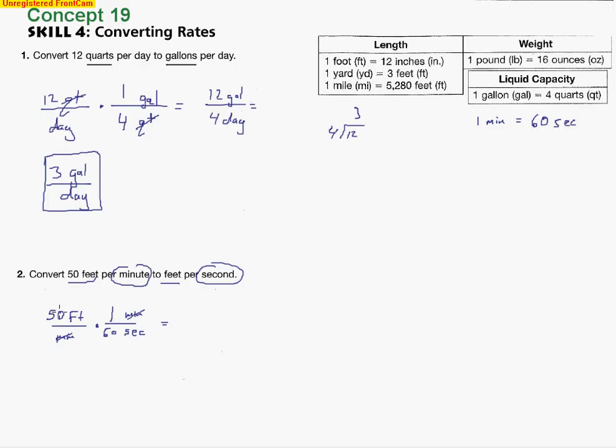When I multiply across, well, no multiplying there. It's just 50 feet in 60 seconds. So I can cancel out these zeros here, and I'm left with a fraction, and I'll keep it that way: 5/6 of a foot per second. And that would be our answer. Those are the types of problems you'll see on Concept 19 Skill 4. Good luck.